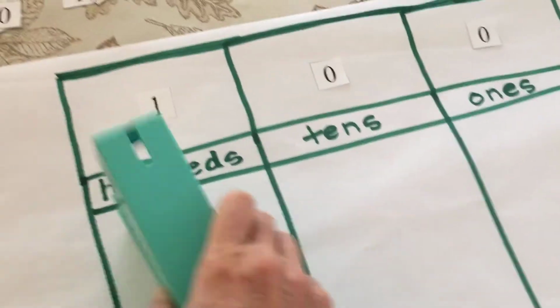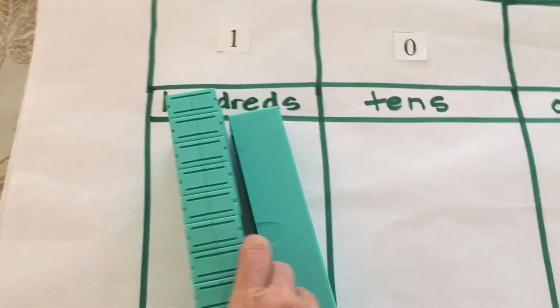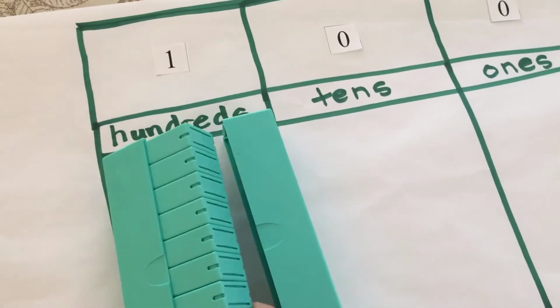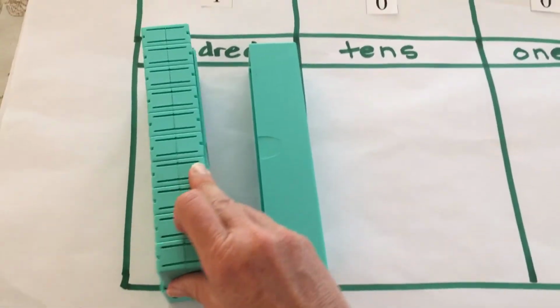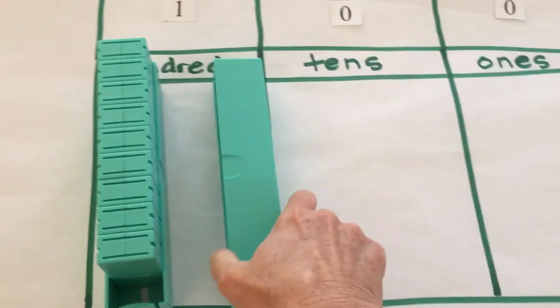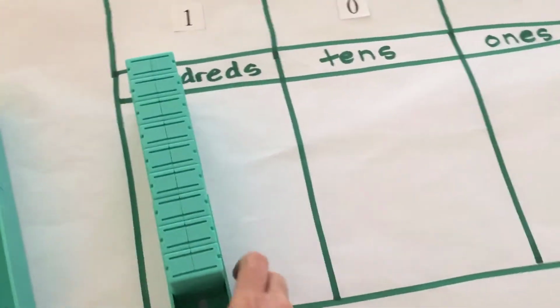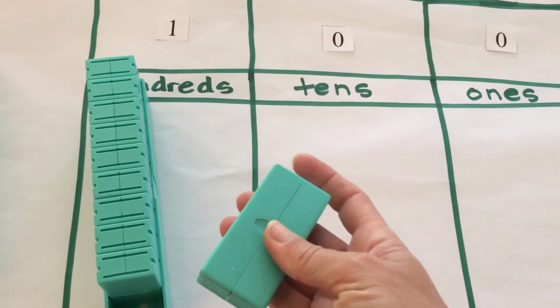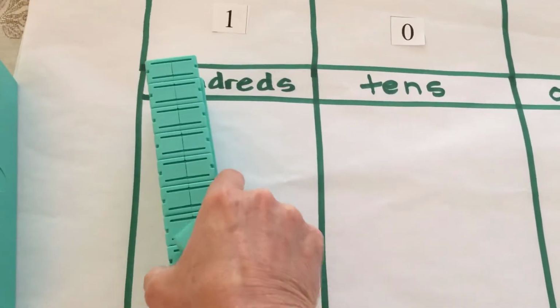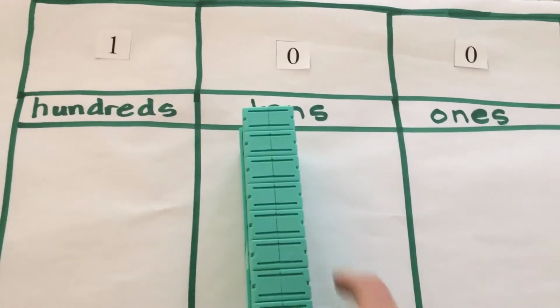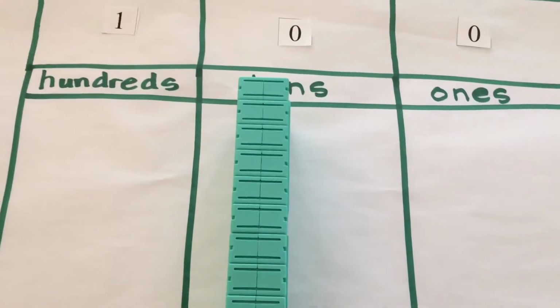So the first thing we need to do is open up our hundreds, and then we need to remove 1 hundred. So we no longer have 100 anymore. So we have to trade this in. I'm going to move this over here so it's not 100 anymore.